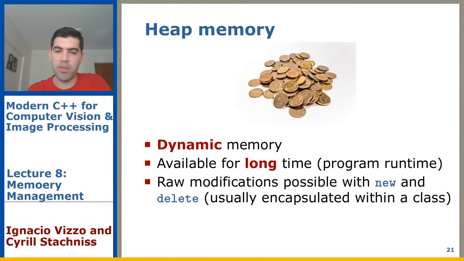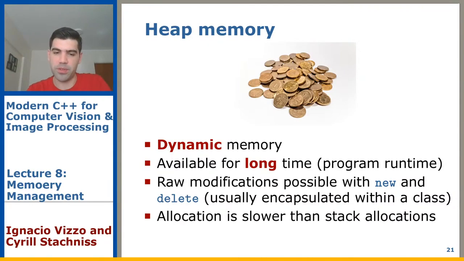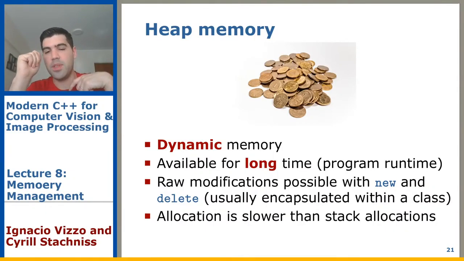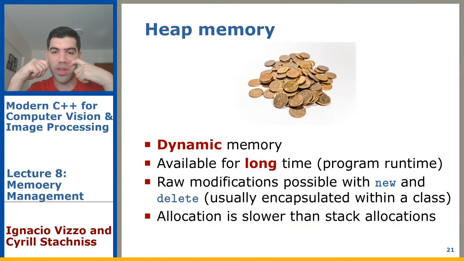And then you can do raw modifications with new and delete. So to work with this memory, you will need to use these two operators. Allocation is slower than stack allocation, because this is no longer a stack. When you actually do new, this is a call to the operating system, and then the operating system needs to go to the RAM and look for where it can put the chunk you want to allocate in memory.